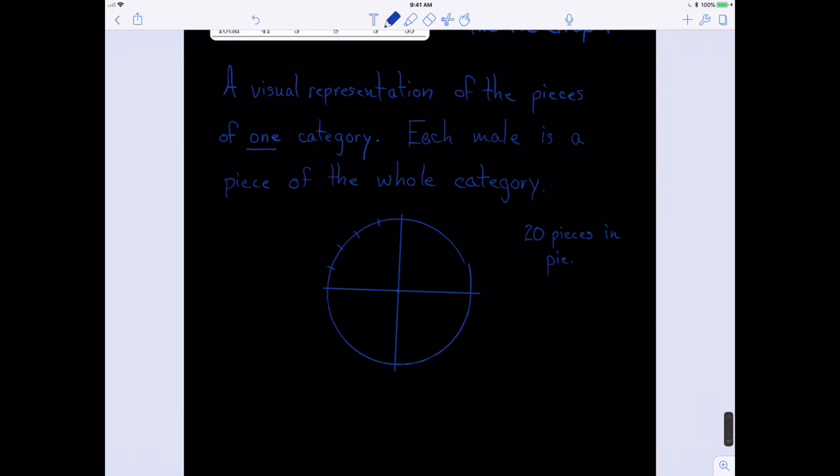Okay, now what I want to do is draw a line from the center to that tick mark. So I do one for each piece. So I'm going to undo that one. Let's do it this way, and this way, and here. There we go. Now I have 5 pieces in that pie.